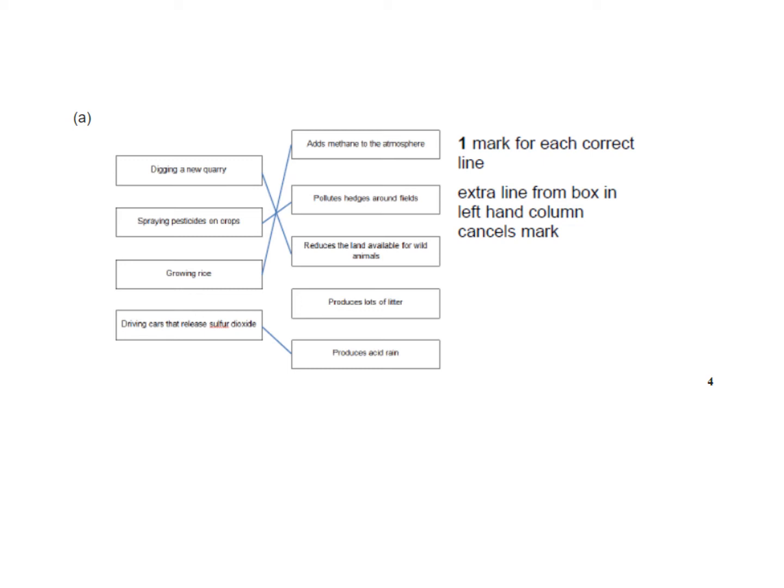None of those things there would produce lots of litter, so we should know which one was definitely the wrong answer. It didn't match up to any of them, and then the others you just had to kind of work out, I guess, from what you already know.